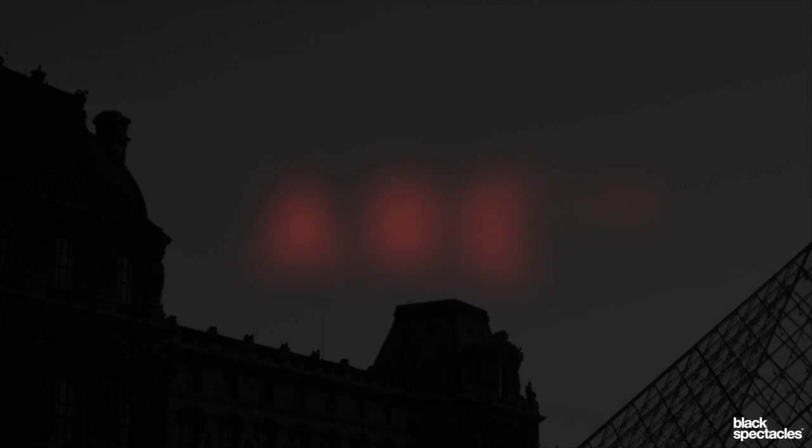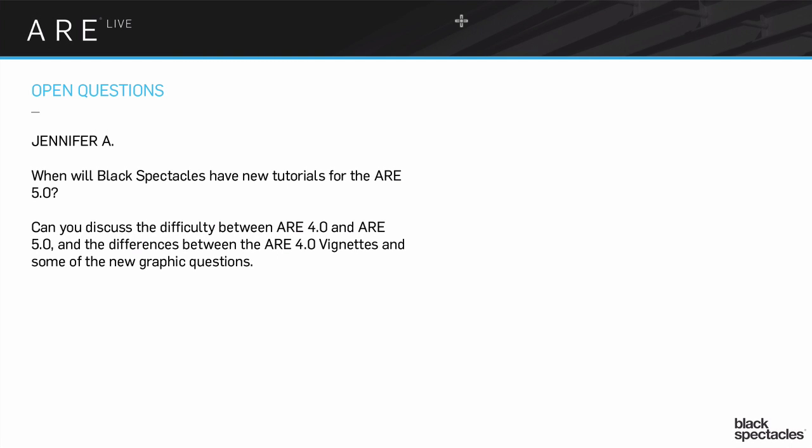Okay, this is sort of a general overarching question. When will Black Spectrals have new tutorials for the A.R.E. 5.0? And then kind of related question, can you discuss the difficulty between A.R.E. 4.0, A.R.E. 5.0, and the differences between the vignettes and some of the new graphic systems that they're going to be talking about in 5.0?